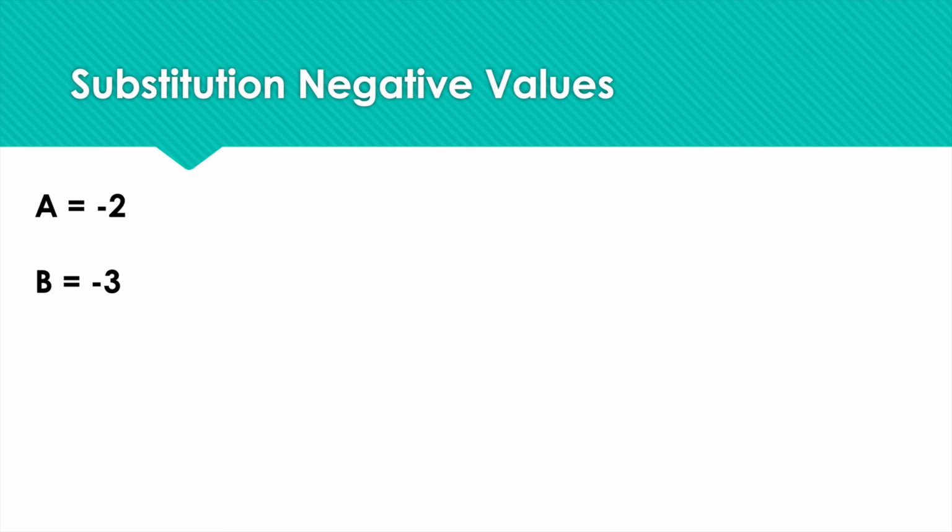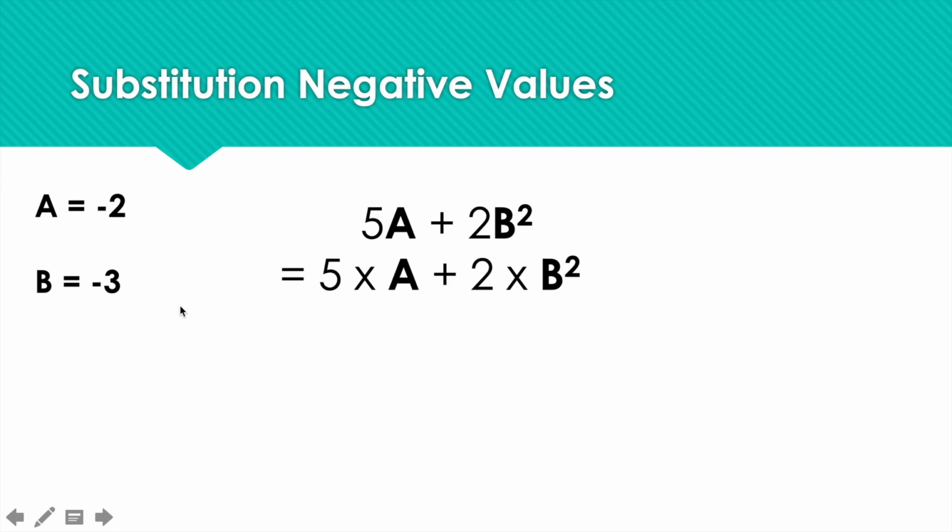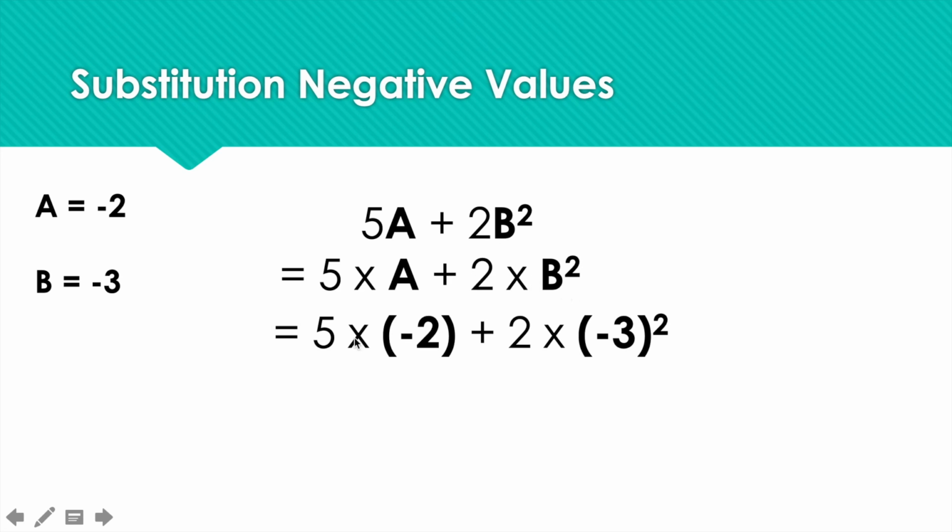And finally, when we substitute negative values, it's really important that we put the time symbol in and the brackets in. So if I've got 5A plus 2B squared, my A is -2 and my B is -3. So it's going to look like this is the expanded, the 5 times A, there's a time symbol there, plus 2 times symbol B squared. So where I see the A, I put the brackets -2, and where I see the B, I put the brackets -3. Now it's -3 squared.